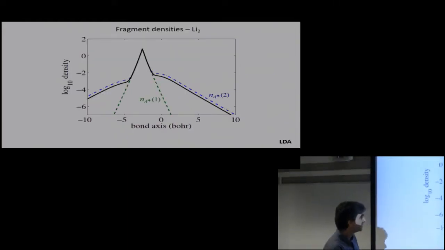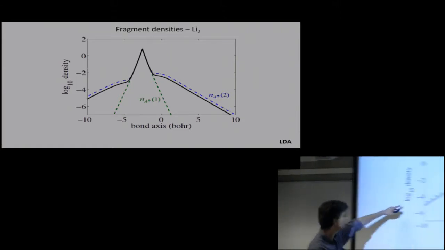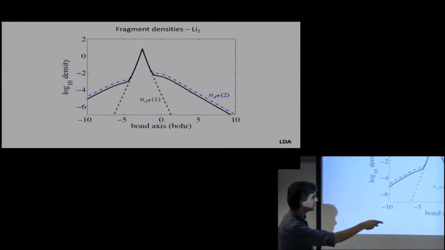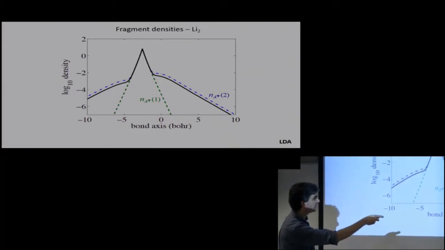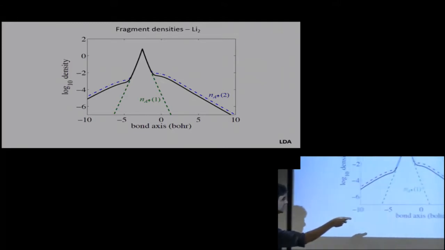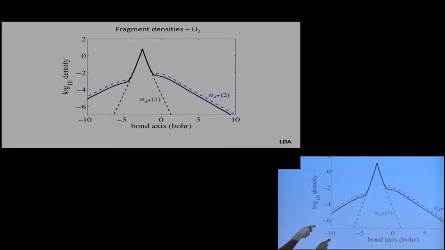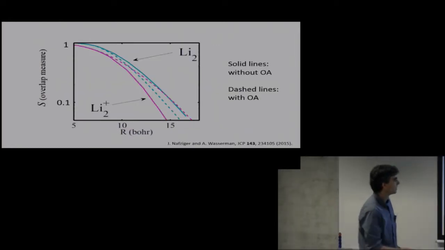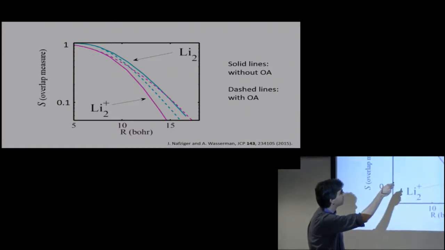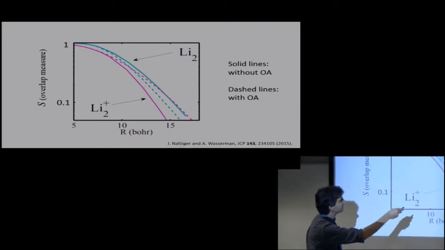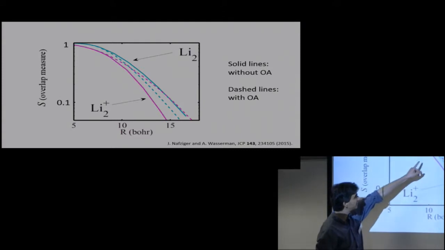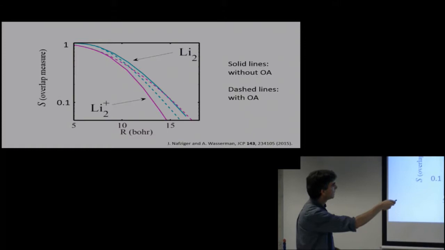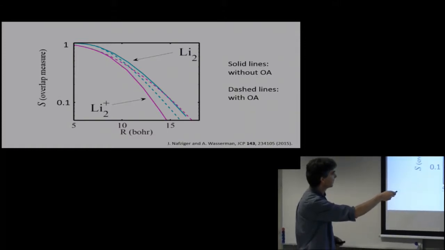The fragment densities, this is the log of the densities, and that's why they look funny. For the two ensemble components, you have two electrons with spin up and one electron with spin up, and you combine them half and half. This is how they look like. But when you apply the overlap approximation, you see that when you focus on the blue lines, that's Li2, you see that the overlap decreases at any separation.